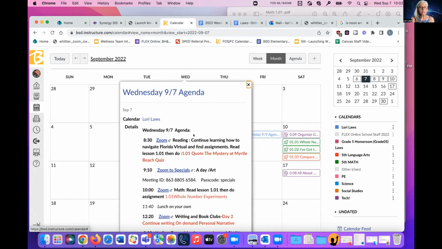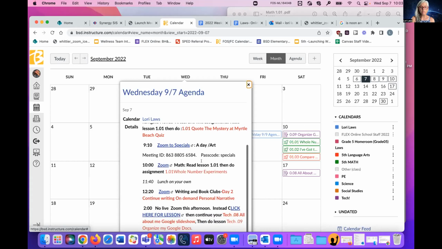We started the morning starting our reading lesson, but you're going to have to remember to go back and finish the reading lesson later today because we didn't get through it, and you need to do that. The second quiz, the one about the reading. So you're going to have to go read the story and work your way through the rest of the lesson. And now we're to math, and it says read lesson 1.01, then do the assignment 1.01 whole number experiments.